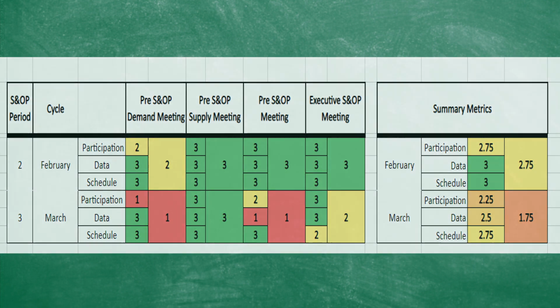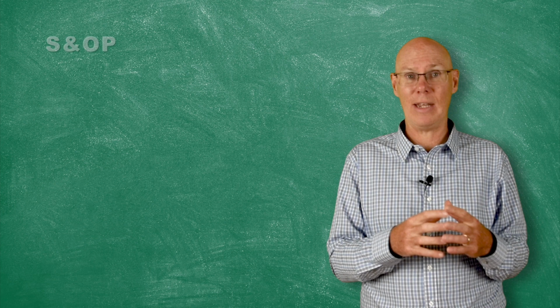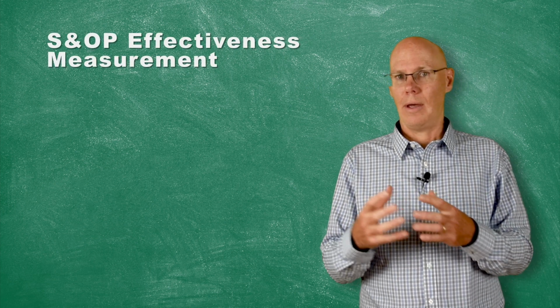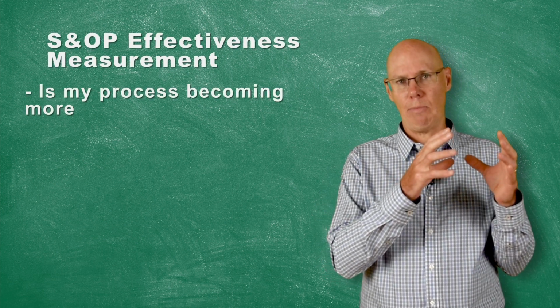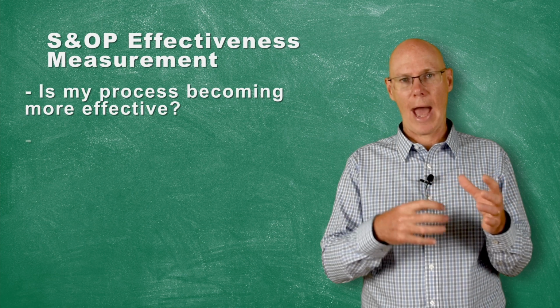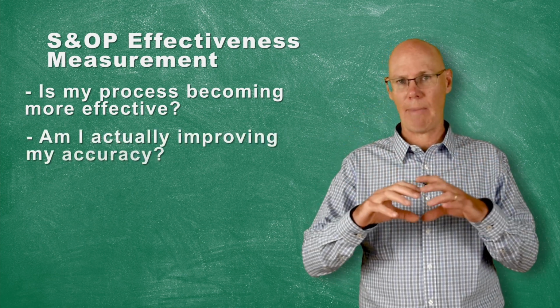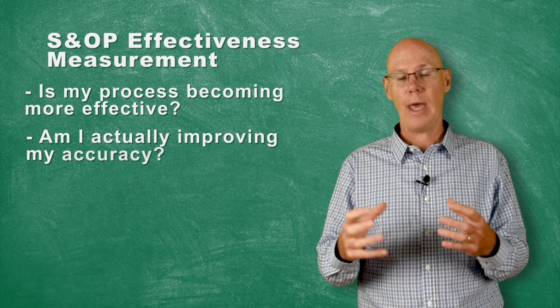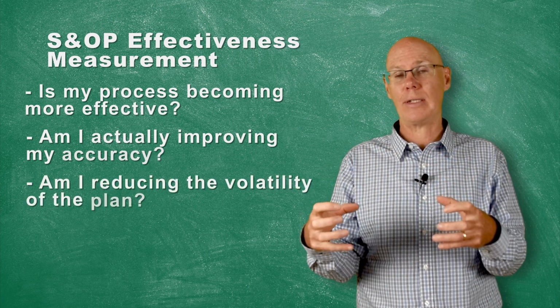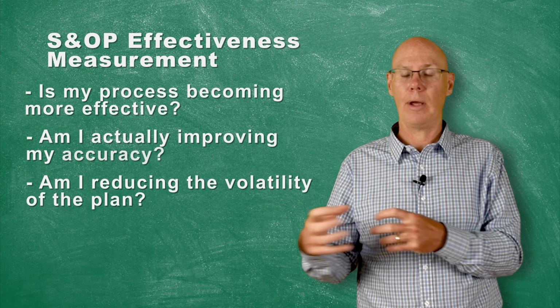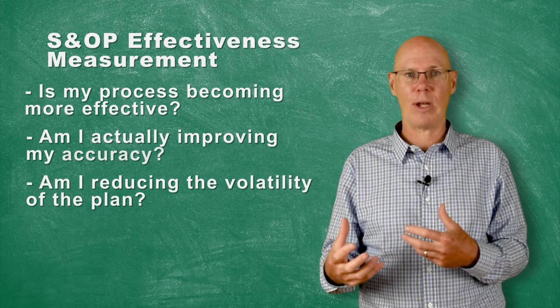And the other one that's really a standard measurement is effectiveness. Is my process becoming more effective? Am I actually improving the accuracy of my demand and my production planning process? And am I reducing the volatility of the plan as I go forward? I call that the effectiveness measurement.